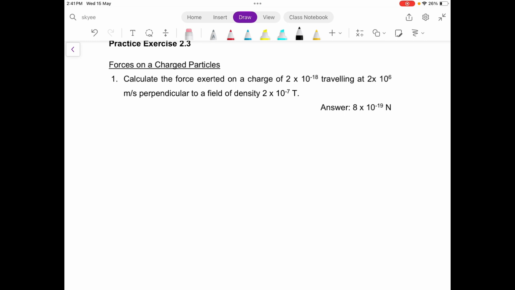This topic is about the force on a charged particle, so let us use the correct equation. To find the force acting on a charged particle, you will be using this equation: Q multiplied by U, that is the speed, cross product with the B. B is the magnetic flux density. In this question, we have the Q and we have the speed, but they didn't give us the directions. They just mentioned it is perpendicular. Perpendicular means 90 degrees, meaning that if the U is in this direction, your B will be in the other direction, so the angle between them is 90 degrees.